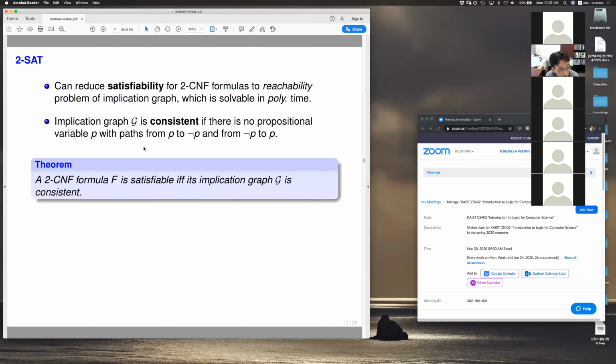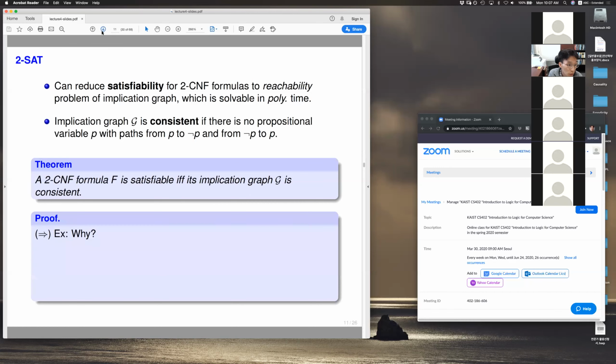Then the main key theorem here is that a 2CNF formula F is satisfiable precisely when its implication graph is consistent. This consistency can be checked by reachability. It's really about reachability between P and its negation, which can be done in polynomial time. So if this theorem is true, then checking satisfiability for a 2CNF formula can be solved in polynomial time: first construct the implication graph, and then check a reachability property over it.